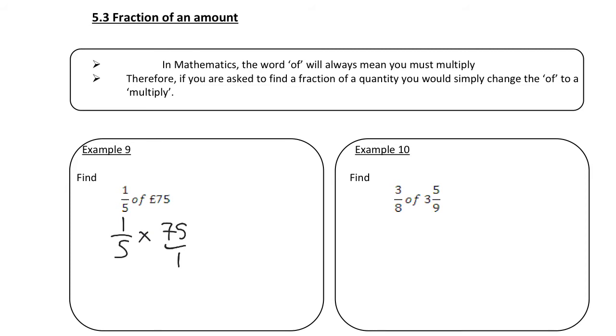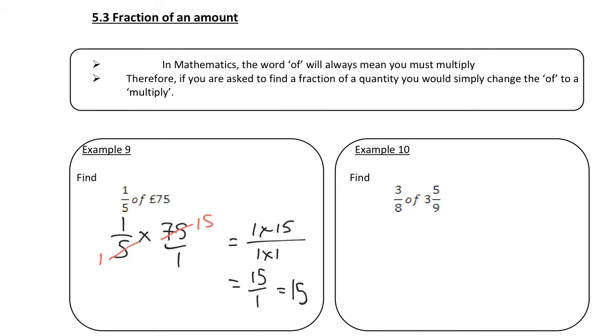Then we look and see where we can cancel any top with any bottom, and we can see that the 75 and 5 can both be divided by 5. And if we divide them by 5, we get 15 and 1. Then to multiply fractions, we multiply the tops together. So that's 1 multiplied by 15. We multiply the bottoms together. That's 1 by 1. That's 15 over 1, which is 15.